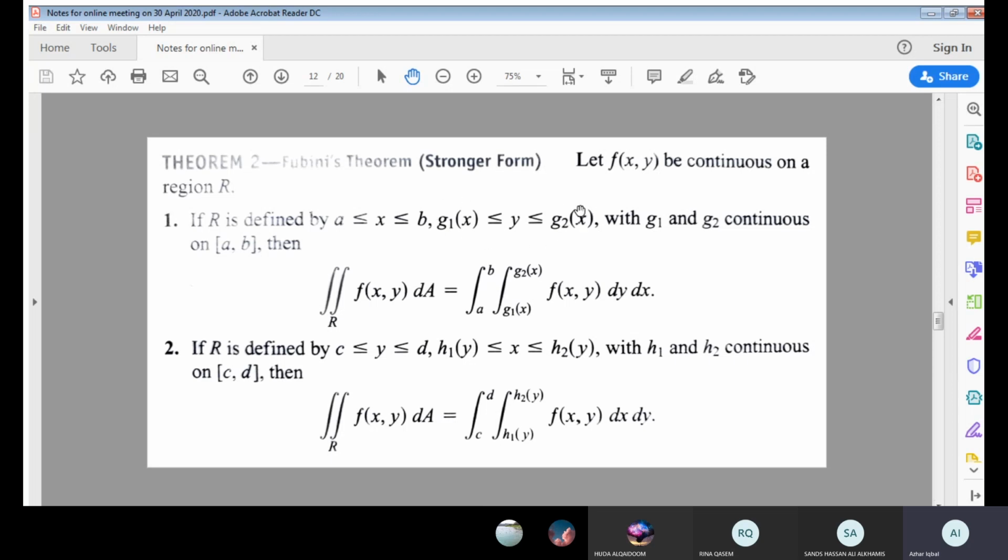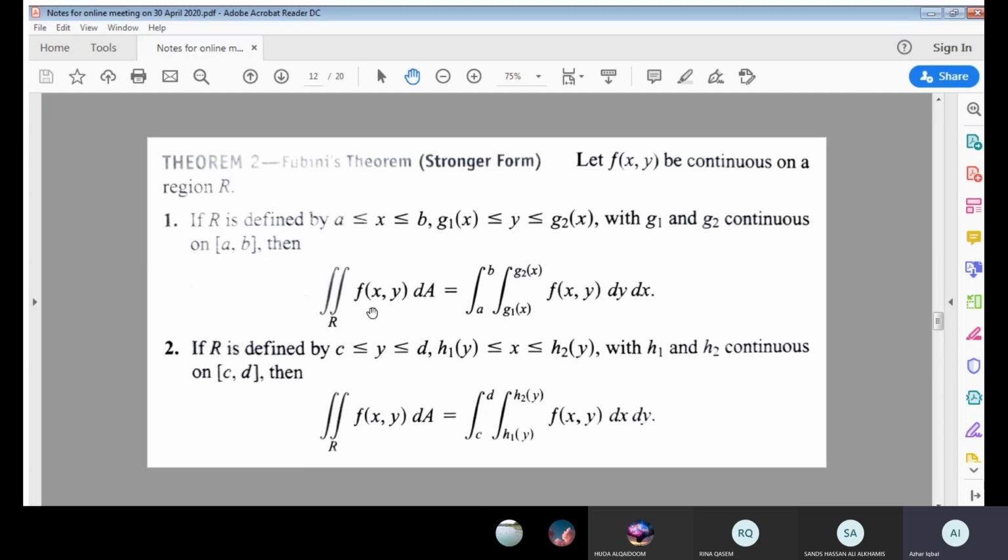And again, if you remember, in the rectangular region in the xy plane there were numbers here, not g1(x) and g2(x), if you remember the previous lecture. Here we have y varying from g1(x) to g2(x), where g1 and g2 are continuous functions on the interval [a, b].